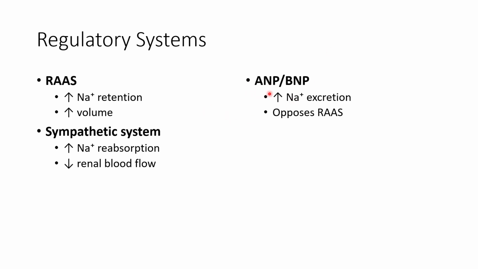ANP is atrial natriuretic peptide and BNP is brain natriuretic peptide. Basically, these substances sense when the volume is high and they lead to natriuresis. Uresis means excretion, natri means salt. If it is water, then it is diuresis. If it is salt, then it is natriuresis. So they lead to natriuresis, that is sodium excretion, and they oppose the RAS. So the only thing you need to remember is that the kidney responds to EABV and not total body fluid.